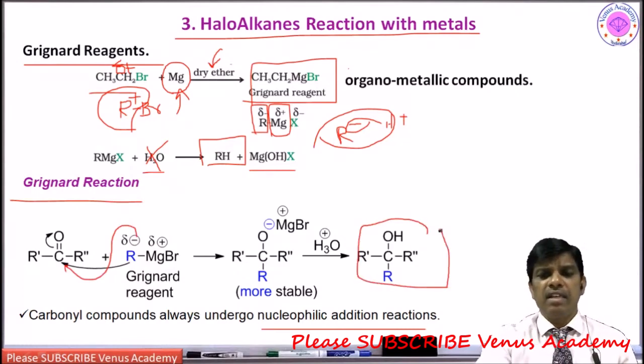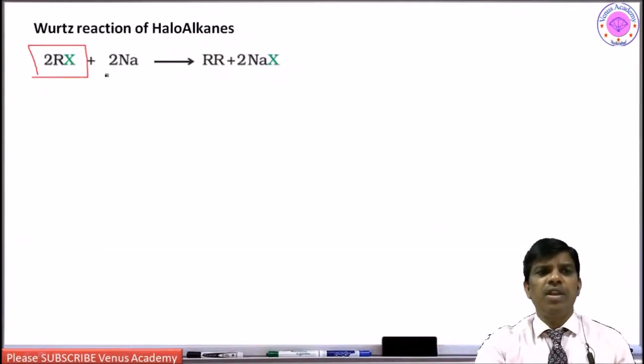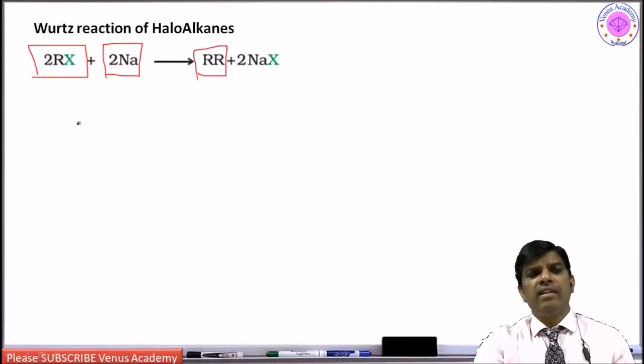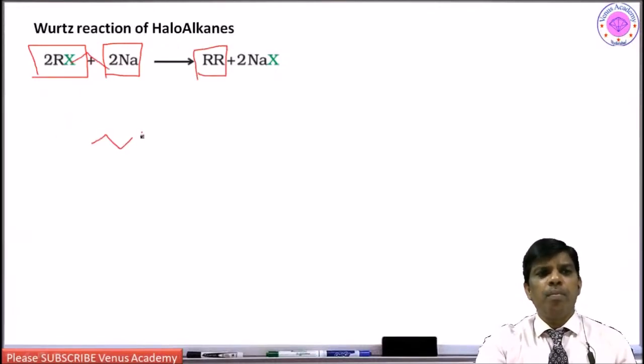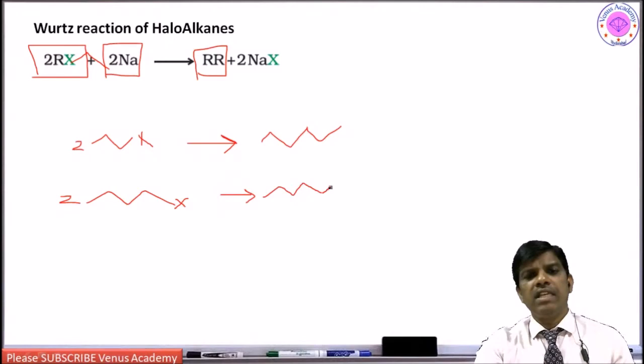Yes students. Next, Wurtz reaction. When you treat alkyl halides with sodium metal, it is going to give the dimer of the alkane. For example, if it is propyl bromide and 2 moles, you are going to get a 6-member chain, 1 2 3 1 2 3. And if it is butane, 4-member carbon with X, you are going to get octane, 1 2 3 4 5 6 7 8.